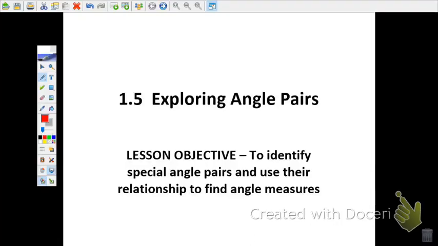So today we are going to continue our work with angles, which we were working with last week. Our focus today is going to be on angle pairs, so a relationship or things we know about pairs of two angles.